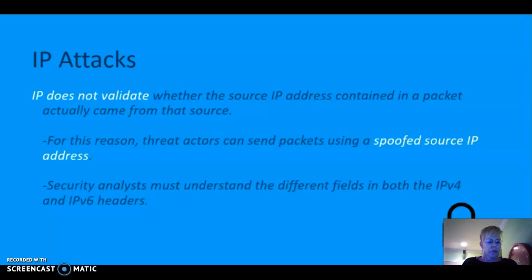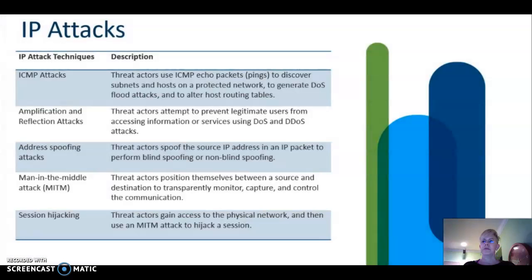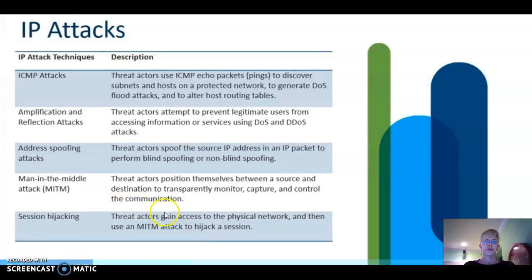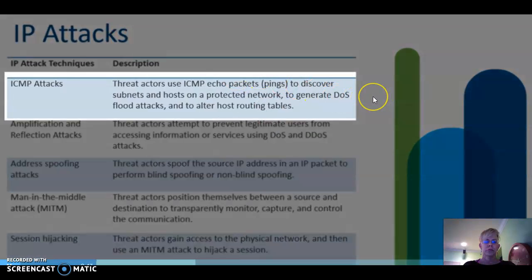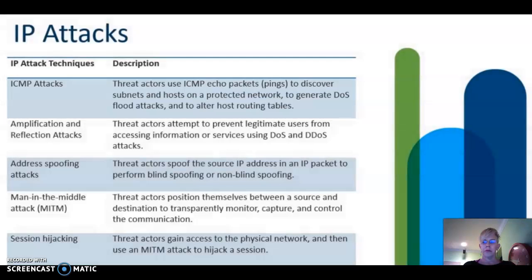Security analysts must understand the different fields that exist in both IPv4 and in our IPv6 headers. So let's dive deeper into IPv4 and IPv6 attacks. And first, let's hit ICMP attacks. We're going to cover this in more detail in just a little bit, but threat actors are going to use our ICMP messages, which are our echo packets for the pings themselves, to discover subnets and hosts on networks. They can also use ICMP attacks to generate denial of service floods. They can even use these things to alter the host routing tables of a targeted device.